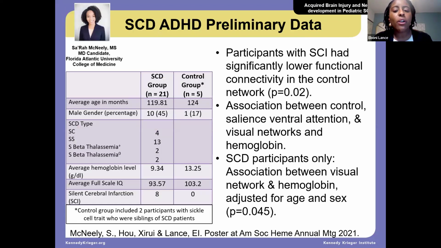And then we also took a look at functional connectivity in these patients. And this was, again, just a preliminary look. We're looking more closely at this data now. We saw that patients with silent cerebral infarct had lower functional connectivity in the control network. We saw associations between hemoglobin and control, salience, ventral attention, and visual networks. And in the sickle cell participants only, we saw associations between the visual network and hemoglobin, and that association persisted even when we adjusted for age and sex, which you can see here.